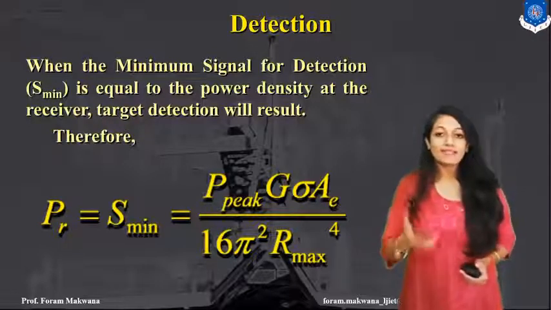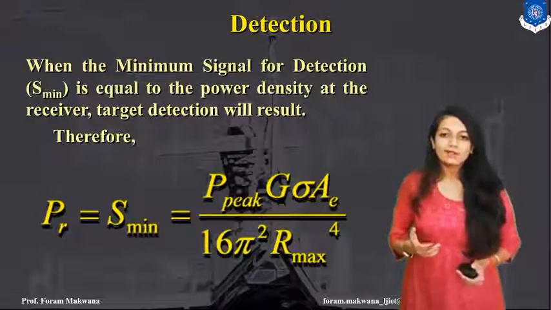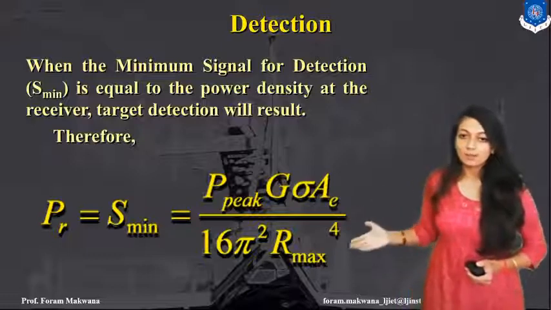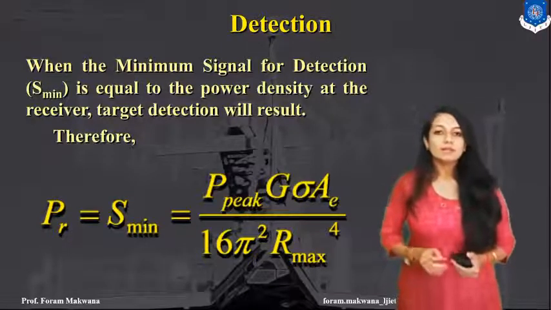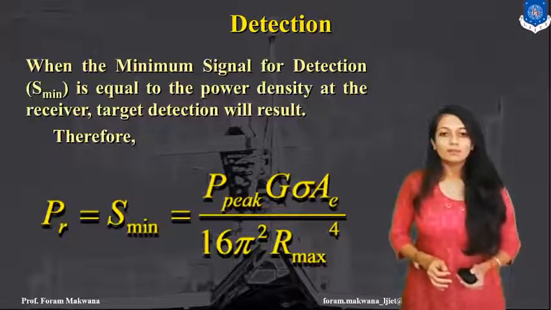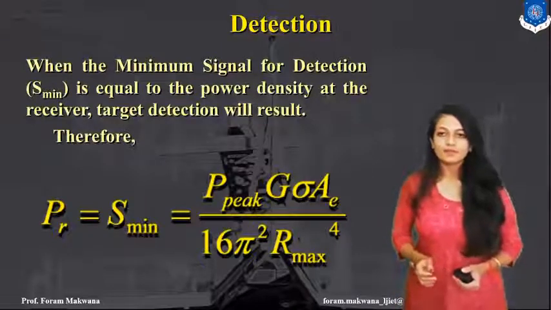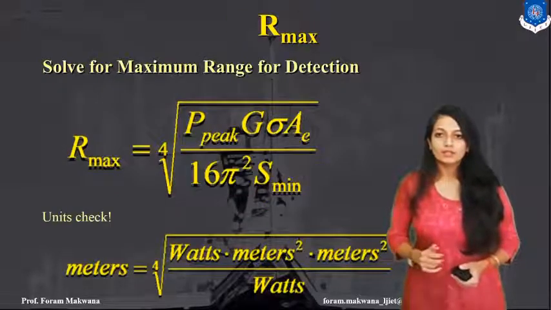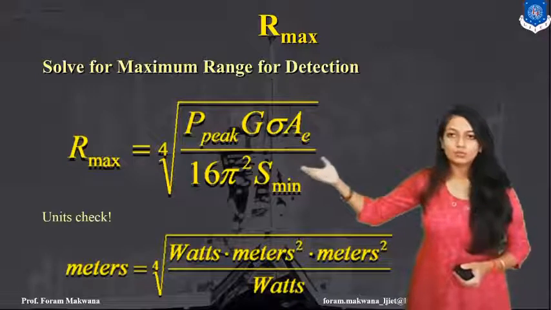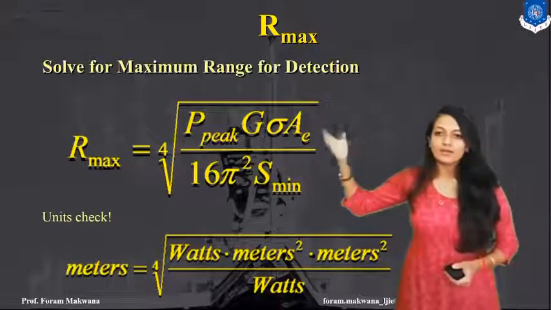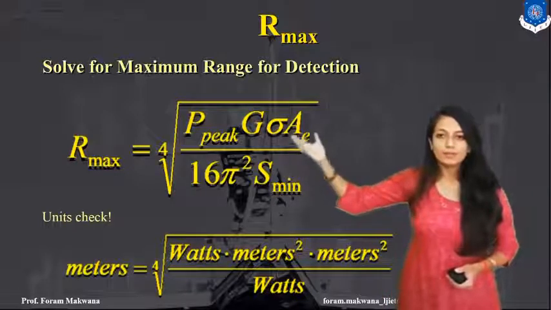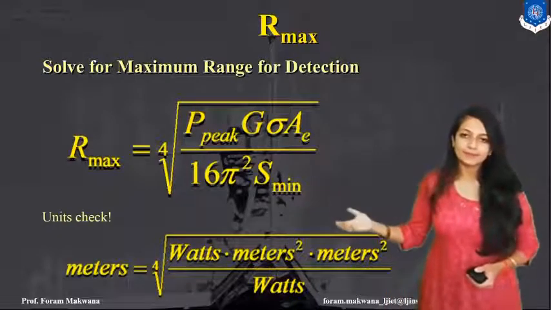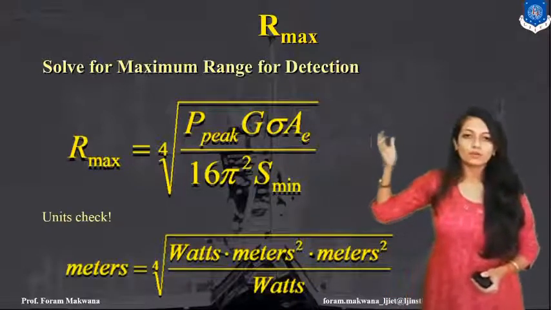So the maximum radar range depends on peak power, power gain, radar cross section, effective aperture, and the minimum detectable signal, or minimum detectable power. This is the equation for radar range, as I have told you. We can solve for the maximum radar range: R max equals P peak into G into sigma into A upon 16 pi square S min, raised to 1 by 4.